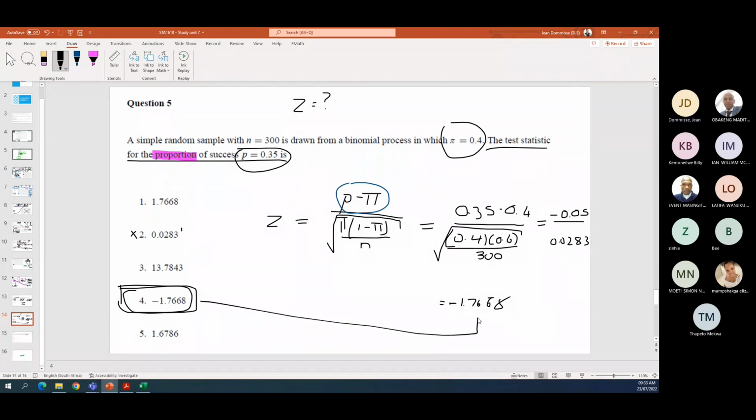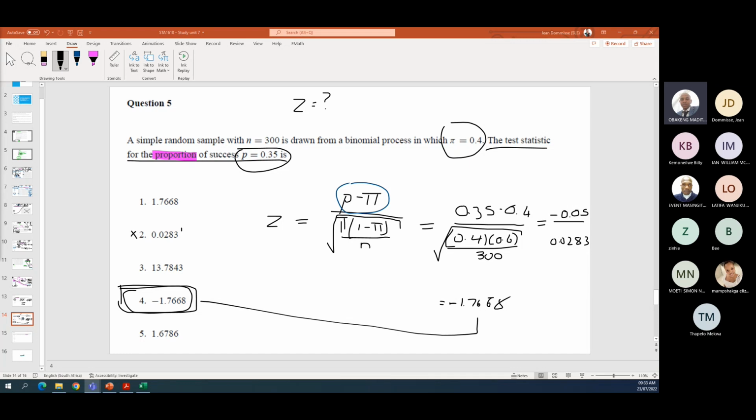Okay. So if they then ask us what's the probability that that was bigger, we can then go to the tables and look at it to find the probability.